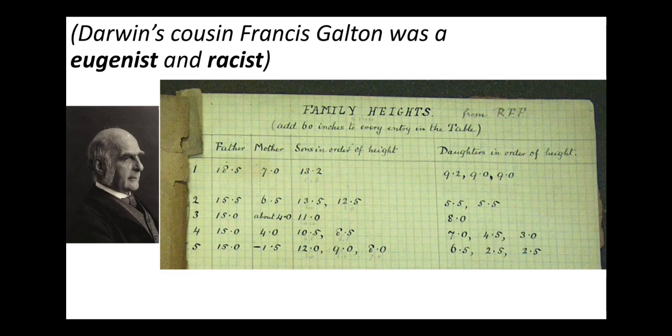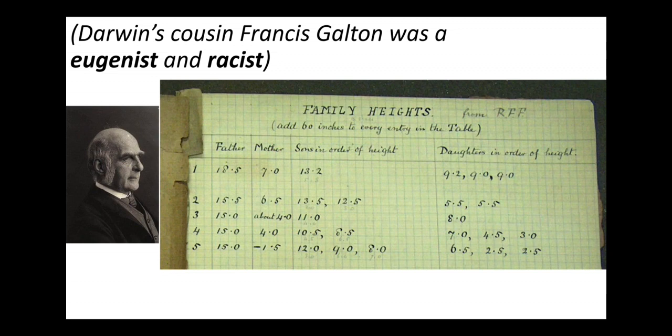It's important to note that Francis Galton is a complicated figure because he was a eugenist and a racist, and so despite his great achievements in science and statistics, his legacy is clouded by many other ideas that he carried and propagated.